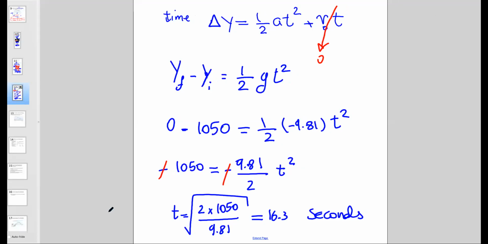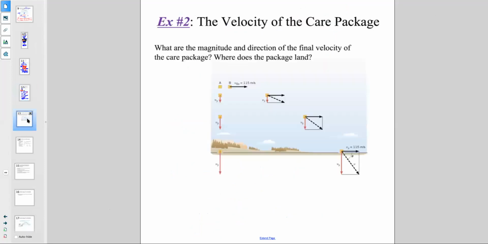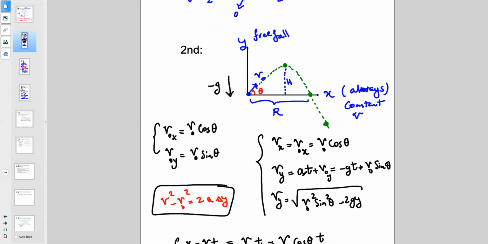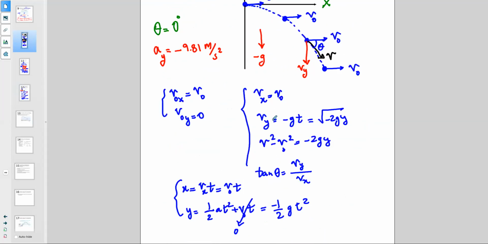Okay, so now let's go to exercise 2, the velocity of the care package. What are the magnitude and direction of the final velocity of the care package? So where does the package land? These are the two questions that we have, but we have all the equations right here. We have everything that we want right here in front of us. So that's what we're dealing with at the moment.